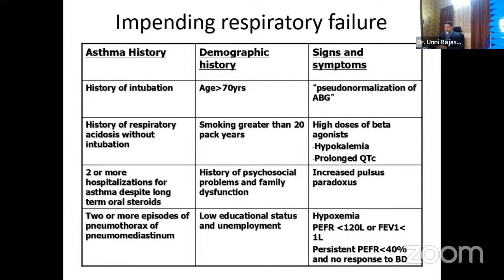So we have to find the features of an impending respiratory failure from the history: whether the patient has previous intubations, many hospitalizations before, whether he is elderly, any psychosocial issues, long smoking history, educational status. Signs and symptoms include pseudo-normalization of carbon dioxide in the blood gas, persistent peak expiratory flow less than 40%, and no response to bronchodilator therapy. All this becomes handy for our patients.